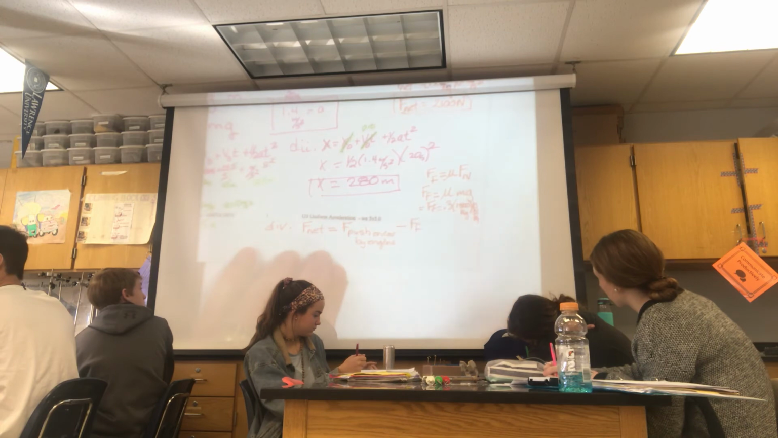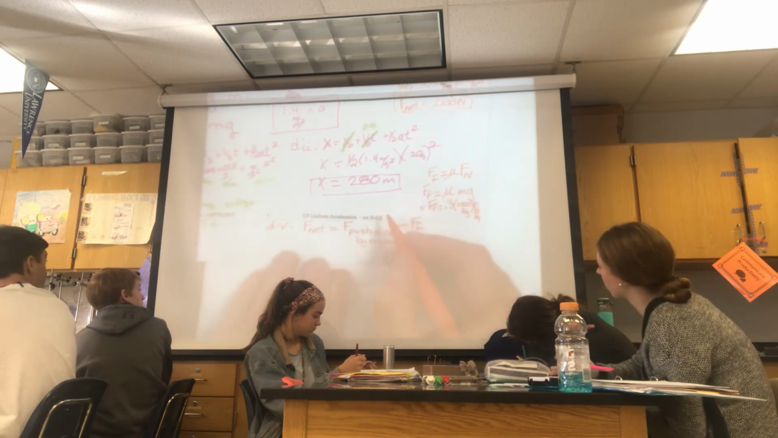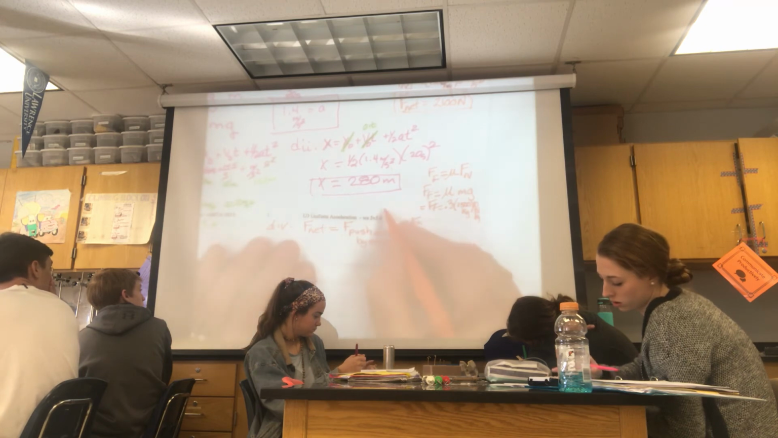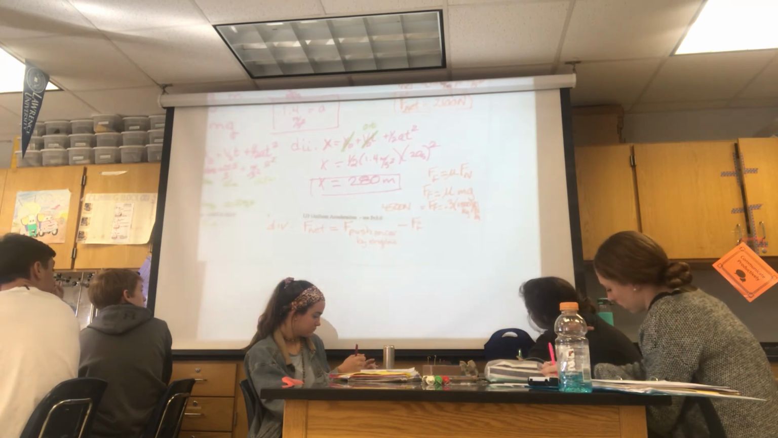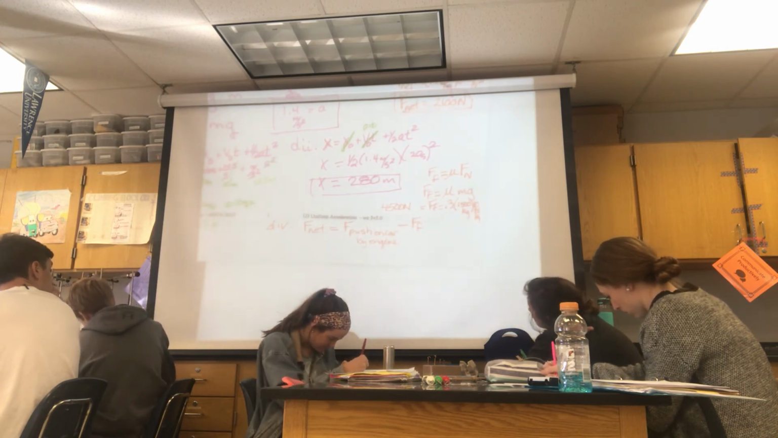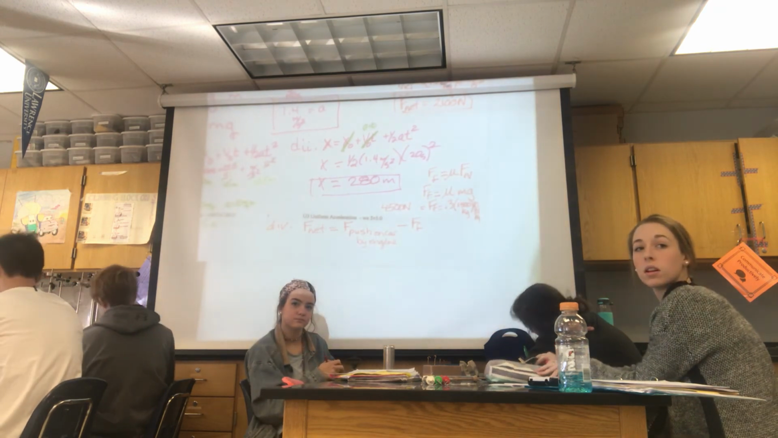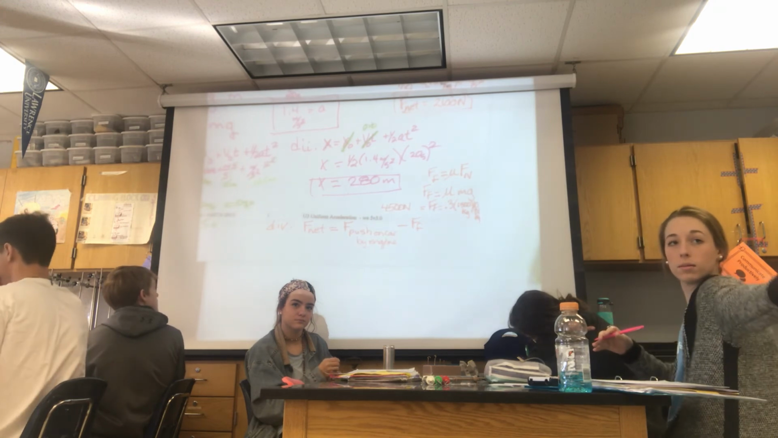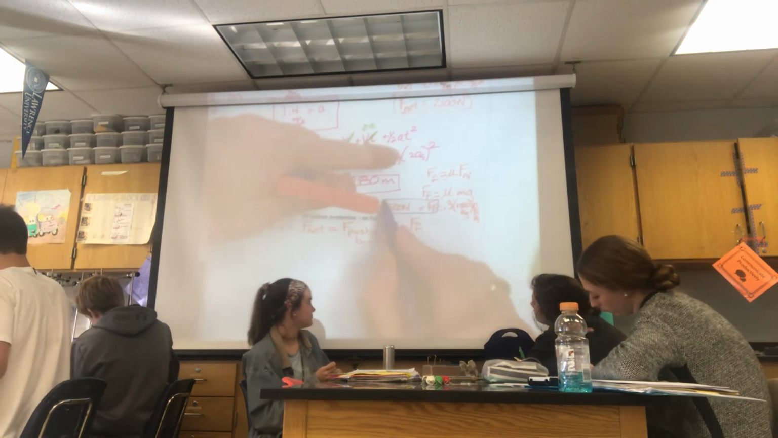What is it? Help me. Okay, friction is, I agree, 4,500. So friction is 4,500 newtons.